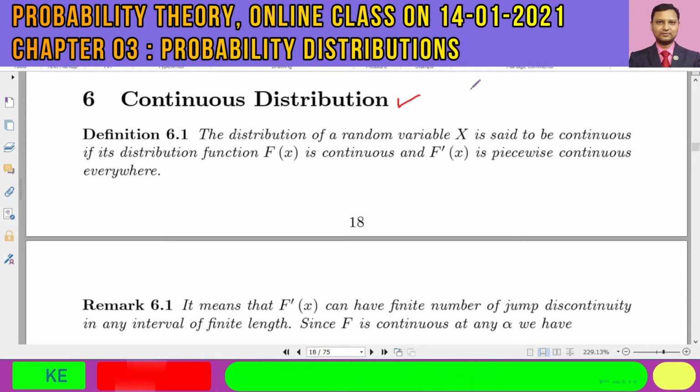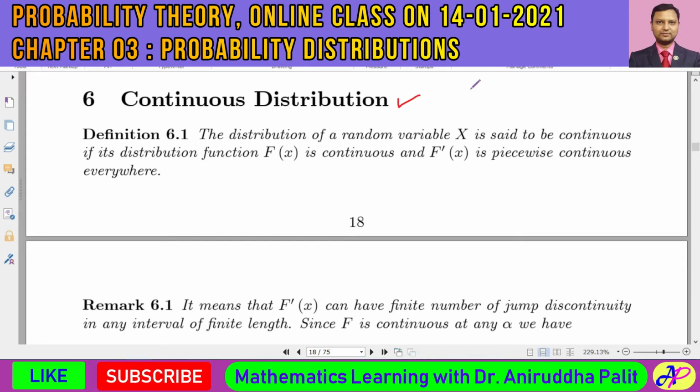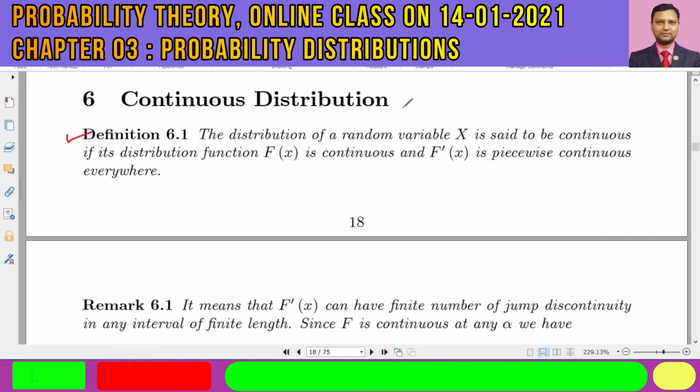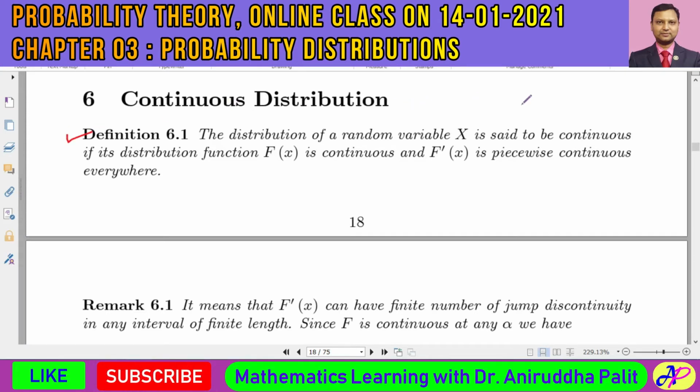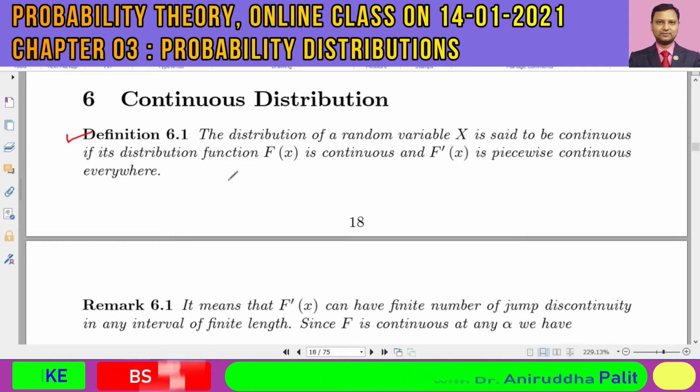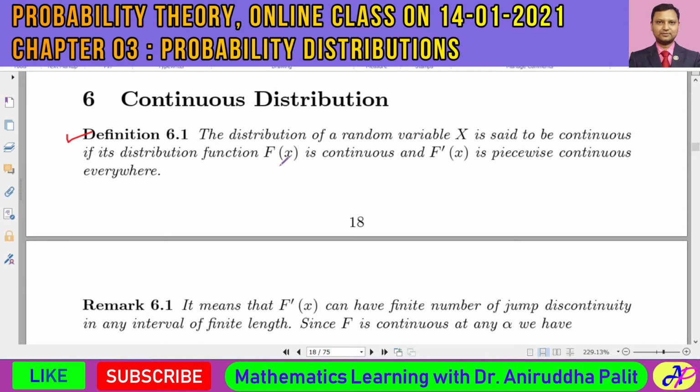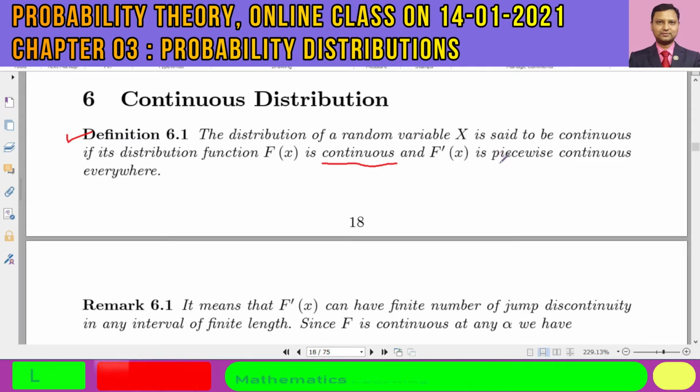Now we are going to get a new equivalent definition of a continuous distribution in terms of the distribution function. What is this definition? It says that if the distribution function F of a random variable X is a continuous function, and if its derivative F dash x is piecewise continuous.